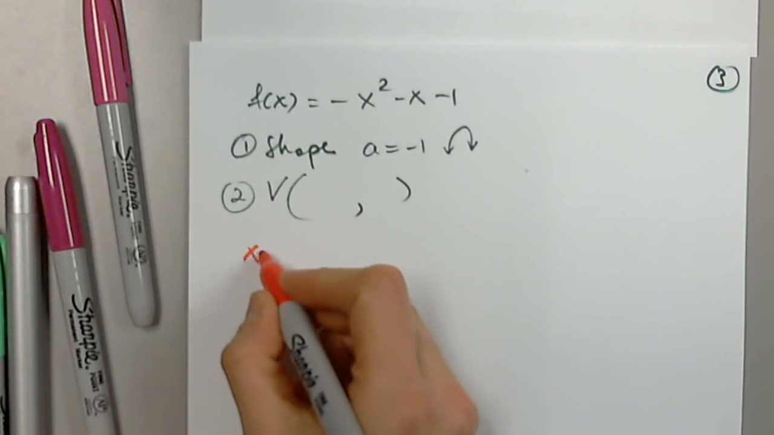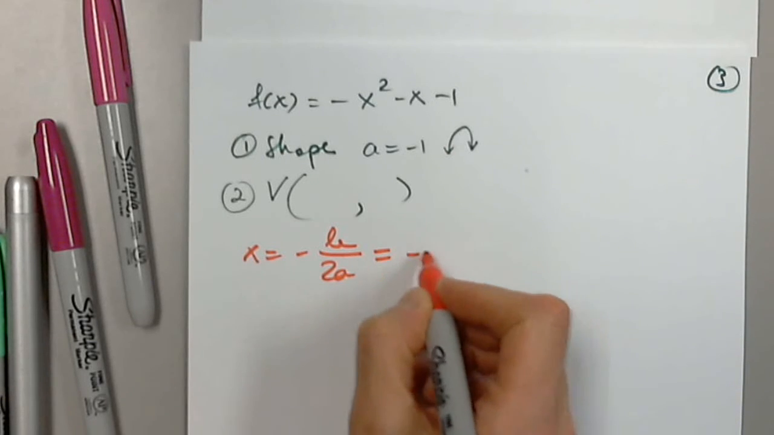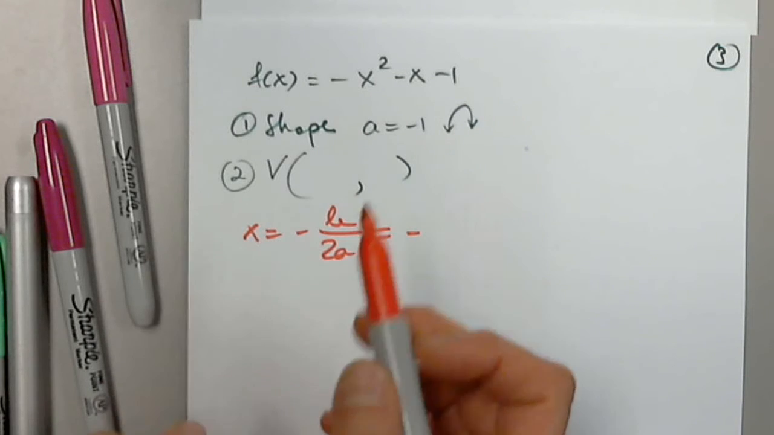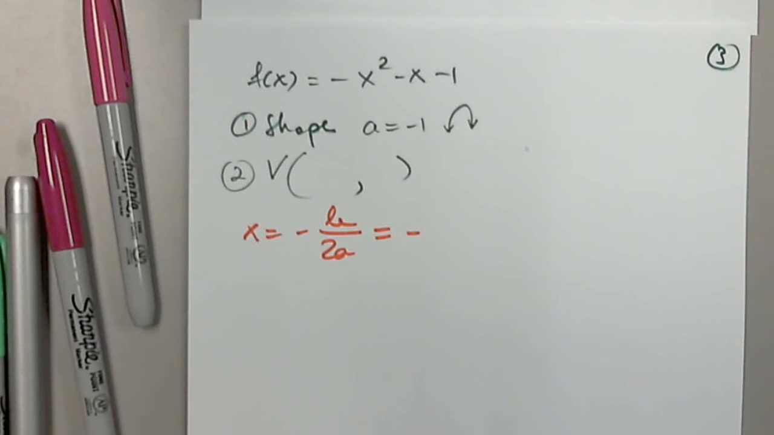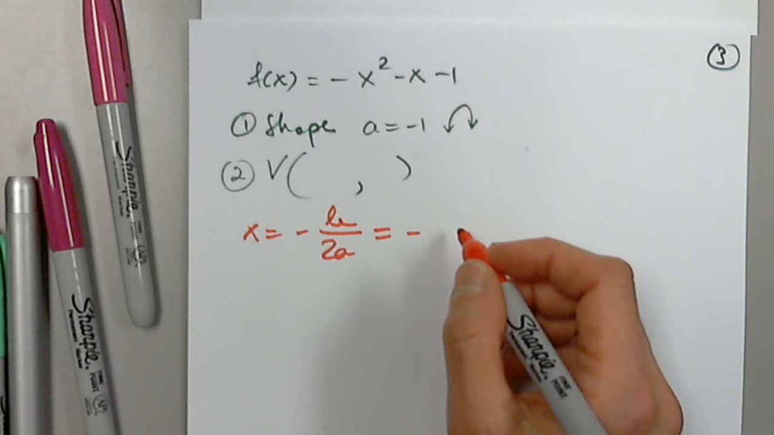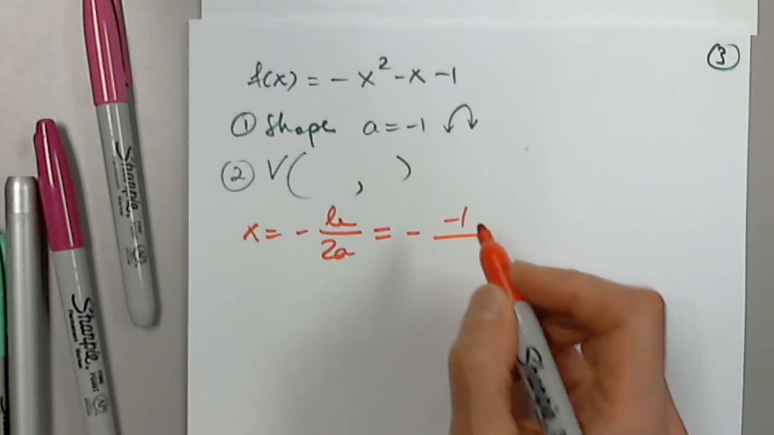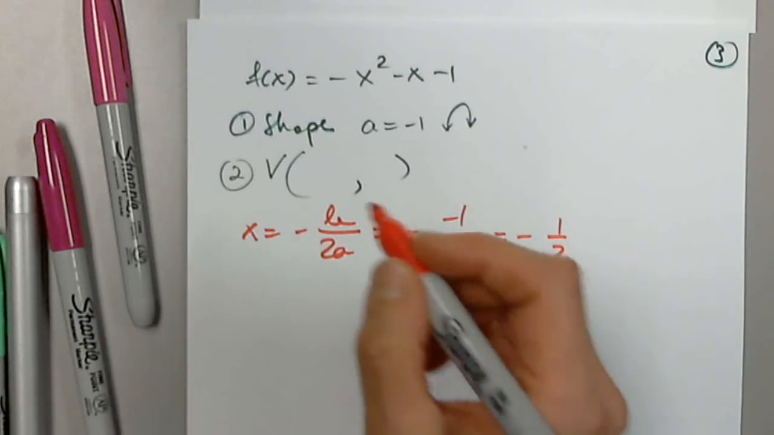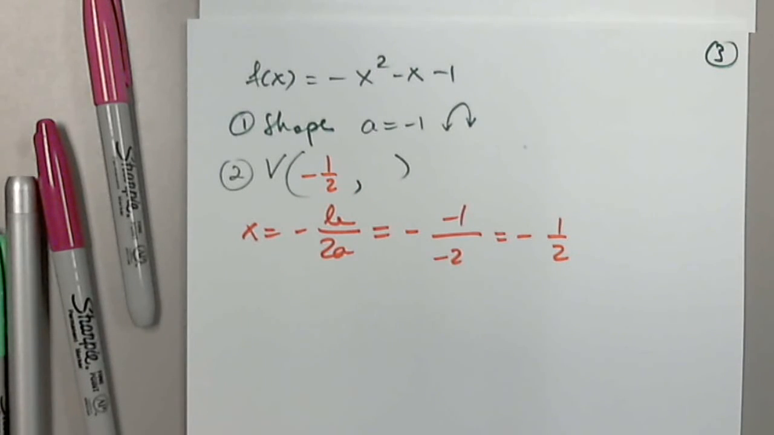So x of the vertex will be negative b over 2a. What is b? Make sure that these are in descending order, otherwise we will identify a, b, and c incorrectly. Over 2 times a, which is negative 2. I see 3 negatives. Very good, negative 1/2. Awesome. Next step, to find the y-coordinate of the vertex. Excellent.